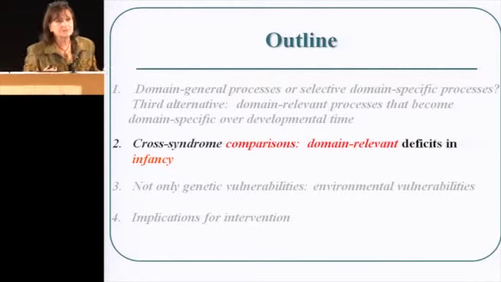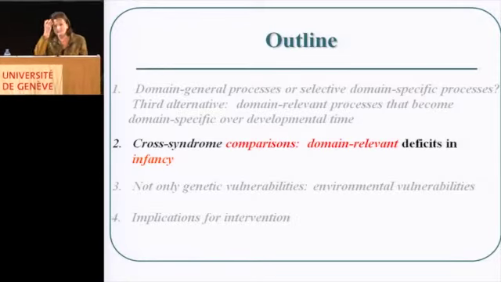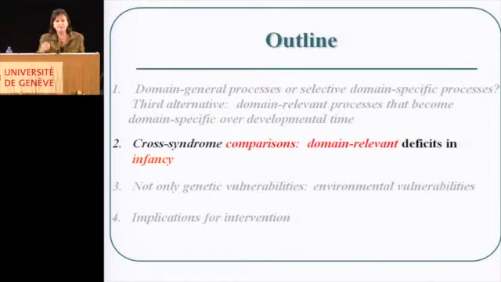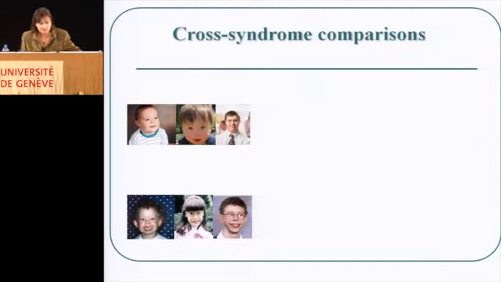I now want to go on with a couple of examples from cross-syndrome comparisons, first of Down syndrome and Williams syndrome. I'll tell you a little about both. And then of Williams syndrome and autism spectrum disorders. And in the first case, I'm going to look at domain-relevant deficits in the number domain in infancy. So first, a quick word about the two syndromes. I'm sure many of you know a lot about them already.